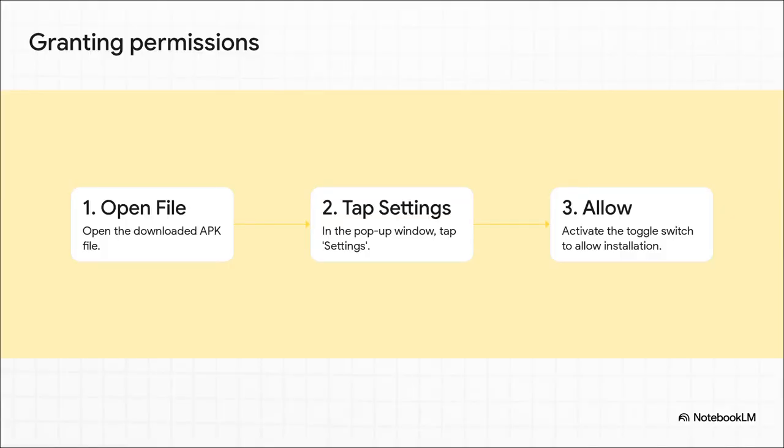Let's just quickly recap those actions so it's crystal clear. First, open the downloaded APK file. Second, tap Settings in that warning pop-up. And third, flick that toggle switch to allow the installation. And just like that, the permission barrier is gone.